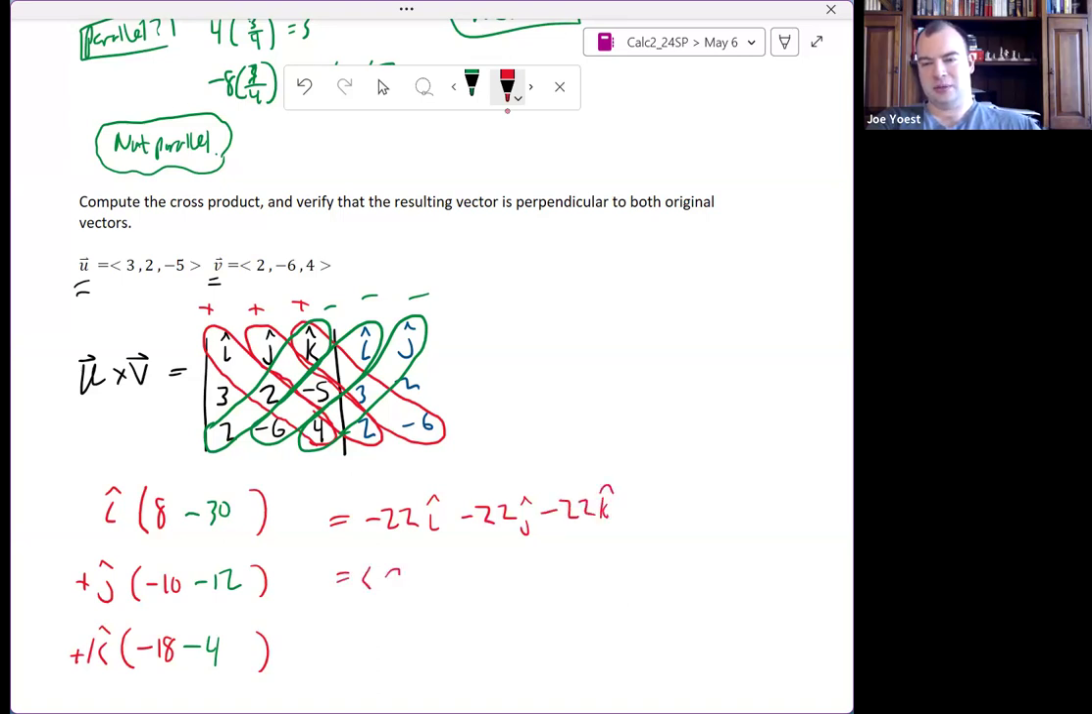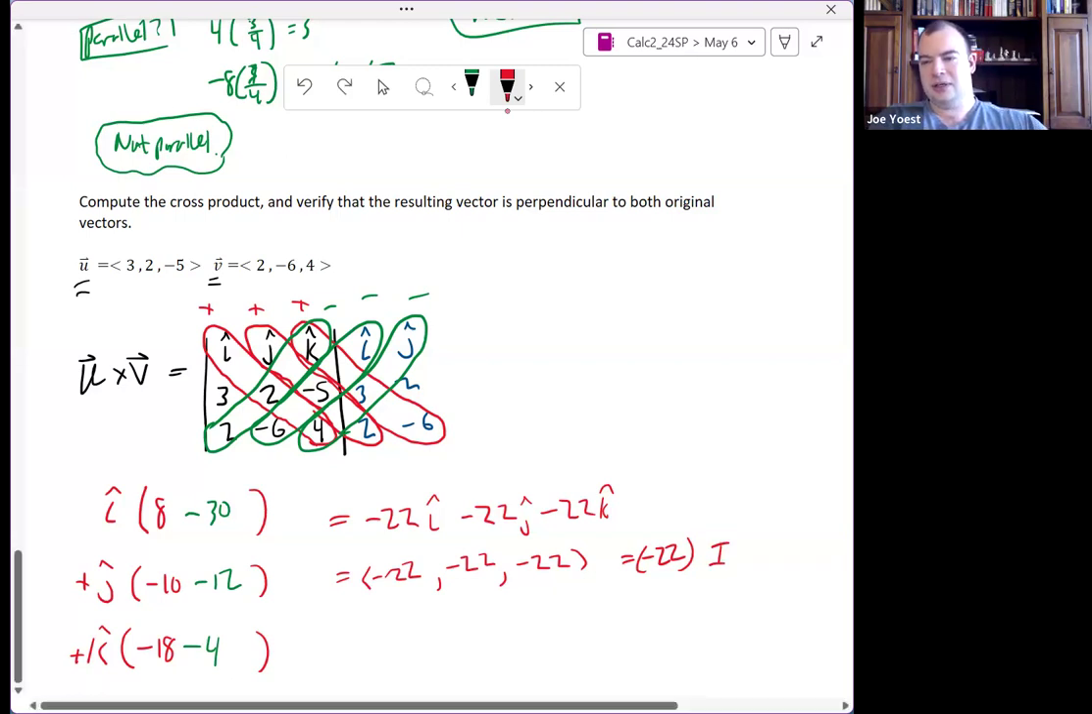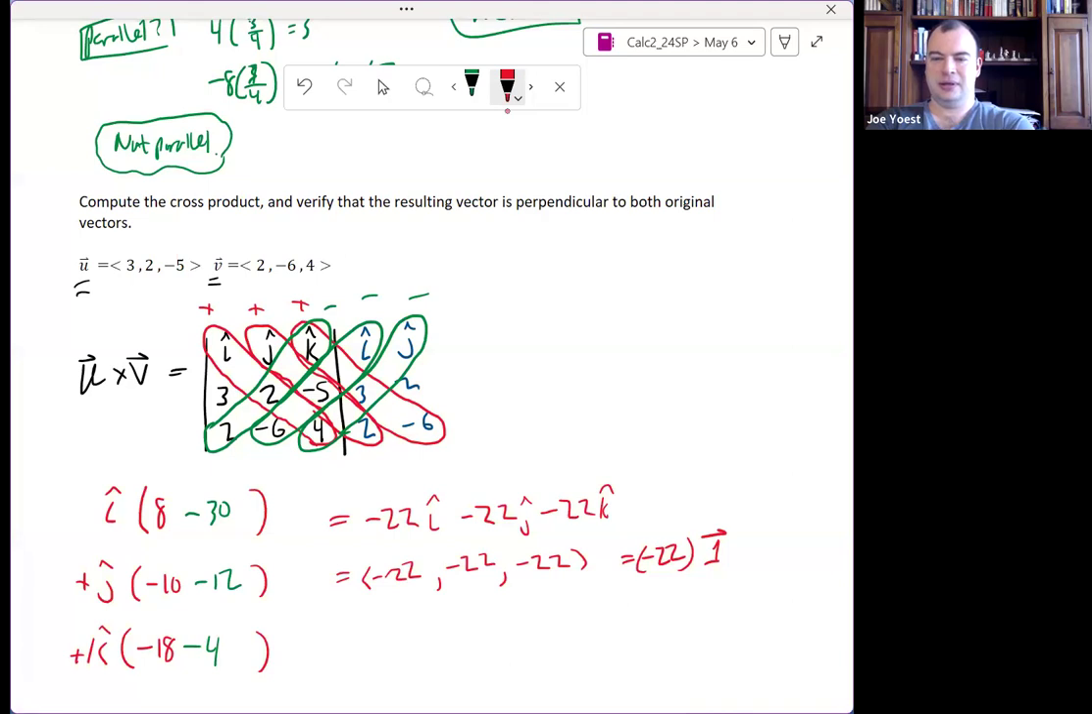Or I could write that as -22, -22, -22. Or sometimes we just call the vector 1, 1, 1 the identity vector. We could call it -22 times the identity, like that. Sometimes it's I for identity vector or identity matrix. Sometimes it's like a 1 with a vector symbol over it. So that is our cross product.